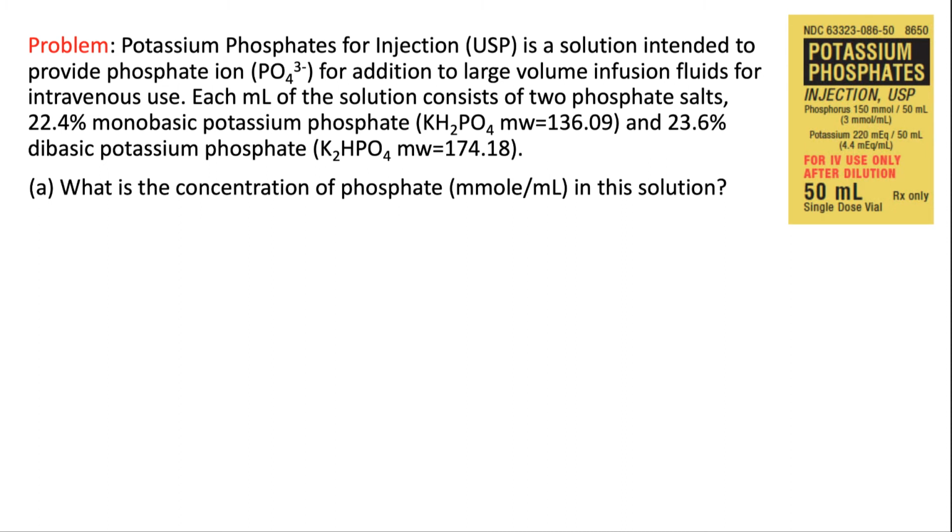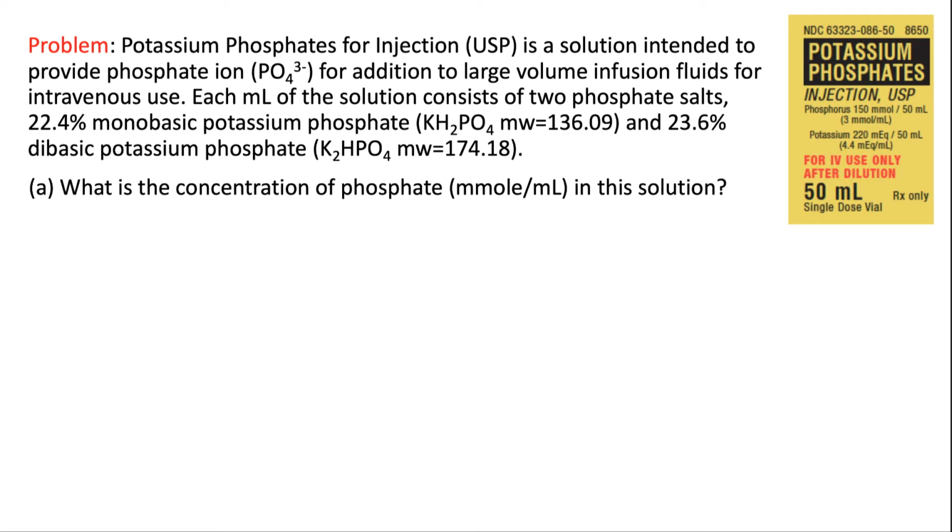Okay, time for the next question, and we're moving on to potassium phosphate. And I love this question because it goes to show how tricky sometimes the commercial labeling can be. What you can see on the far right is an actual vial label for the commercial product that's defined by the USP. It's a national formulary recipe for potassium phosphates for injection. And it seems so straightforward, but it's not. So let's read this question.